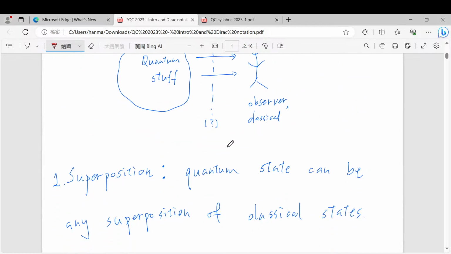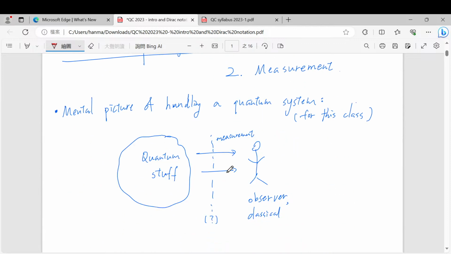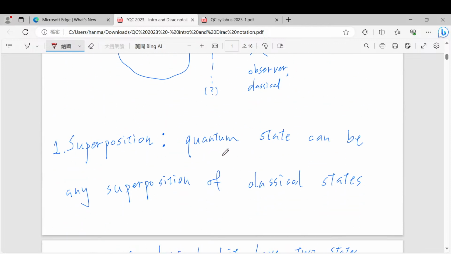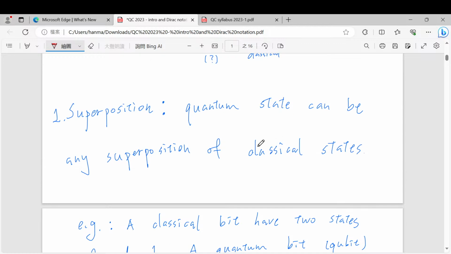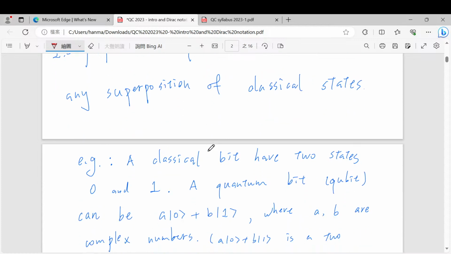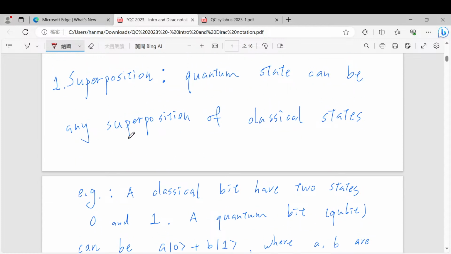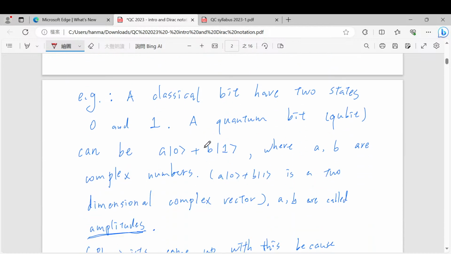And so we're kind of in a different order. This is about measurement, and there is a superposition. We will see this in more mathematical detail. For now, we think a quantum state can be any superposition of classical states. What we mean by superposition is a linear combination.